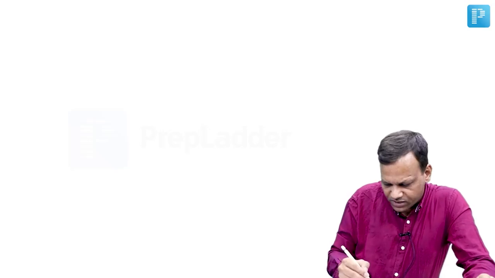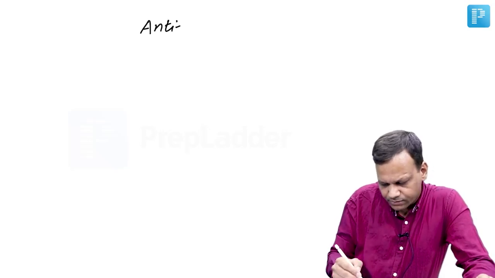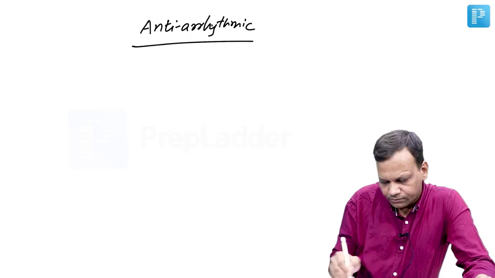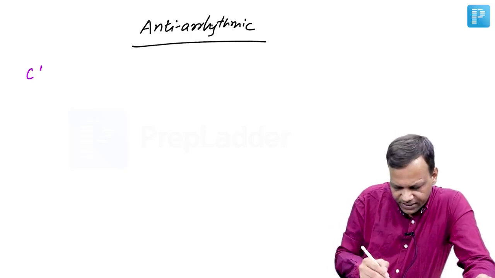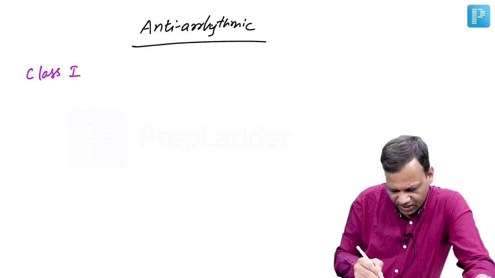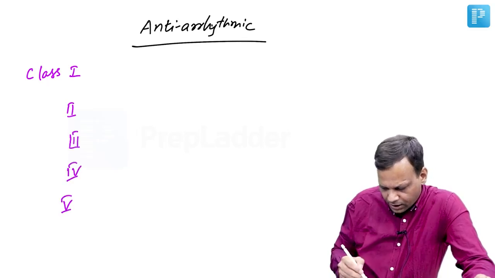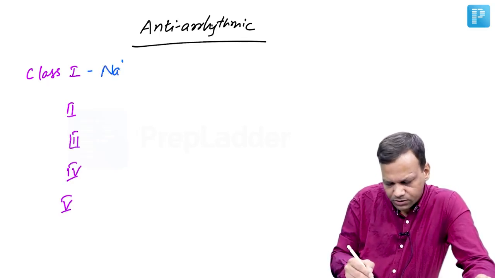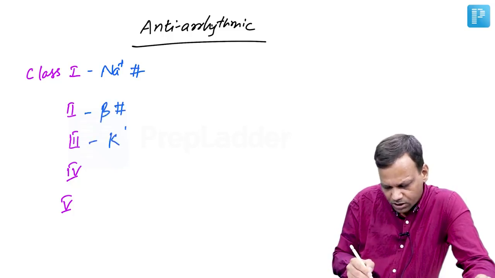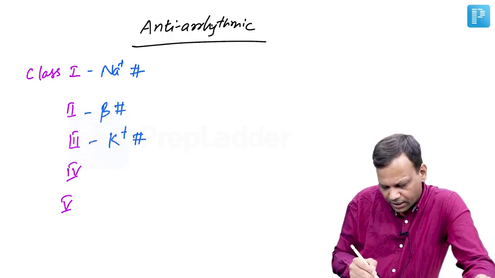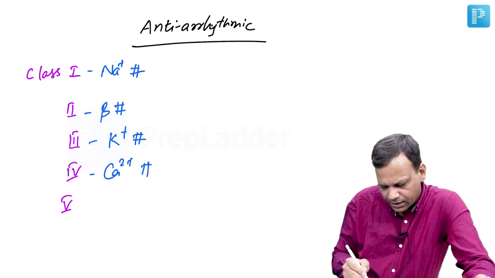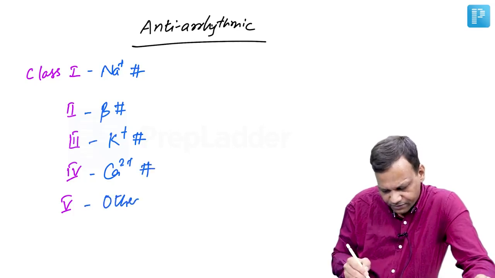Moving to the next topic, which is antiarrhythmic drugs. We have various classes of antiarrhythmic drugs based on the mechanism of action. We divide them into class 1, 2, 3, 4, and 5. Class 1 drugs are sodium channel blockers. Class 2 are beta blockers. Class 3 are potassium blockers. Class 4 are calcium blockers. And any other remaining drug is class 5.